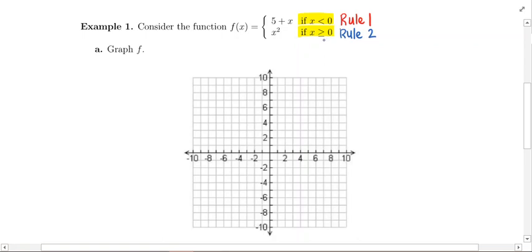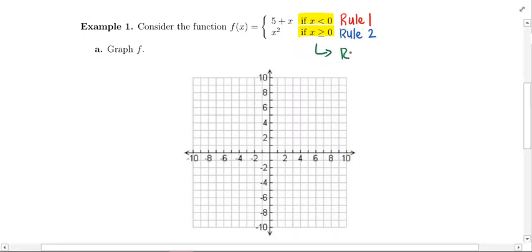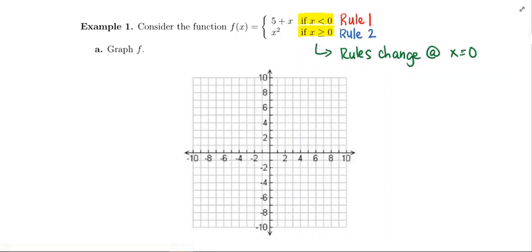The first thing I'm going to do before I even make the table of values here, I need to recognize where the rule changes. It's going to be different for every piecewise function. Here, the rule changes at x equals 0 based on these yellow conditions. Let me put that in a different color so you don't confuse it. So the rules change at x equals 0. To the left of x equals 0, we're going to have one rule, and to the right of x equals 0, we're going to have another rule.